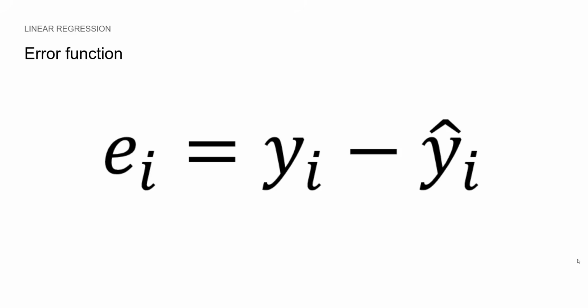To find the parameters, we need to minimize a certain error function. So here the error is simply the difference between the real target, yi, and the prediction, y hat. For linear regression, we minimize the sum of squared errors. So we raise this equation to the power of 2 and add all errors across all data points.